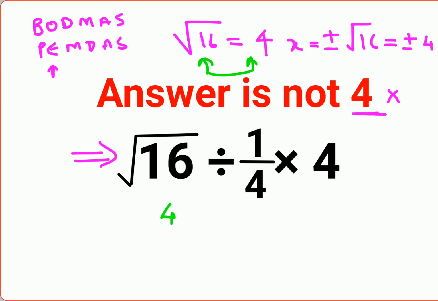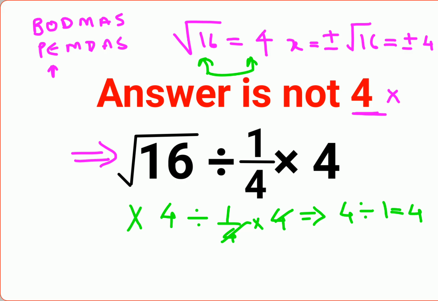So this gets you 4, divided by 1 by 4, into 4. Now, a lot of people think that let's cancel this, and this gets you 4 divided by 1, and that gets you 4. Now, that is absolutely incorrect. Why like that? We'll go back to the original question which was 4 divided by 1 upon 4 into 4.